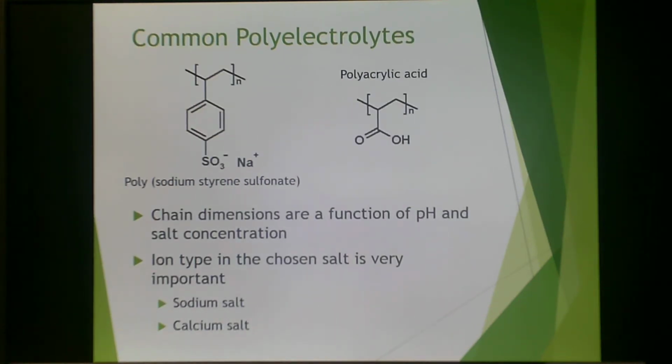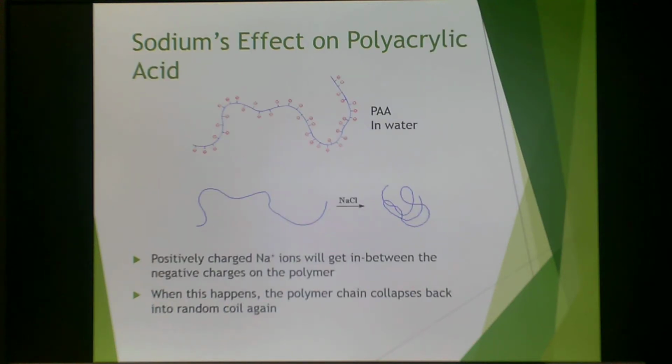Some common polyelectrolytes are shown here. We have polysodium styrene sulfonate and polyacrylic acid. The chain dimensions that you see in these two polymers are a function of pH of this whole system and of the salt concentration present. And the ion type that's present in that salt is extremely important. If you have a sodium salt, it differs significantly from the way a calcium salt behaves. So we'll go into that next.